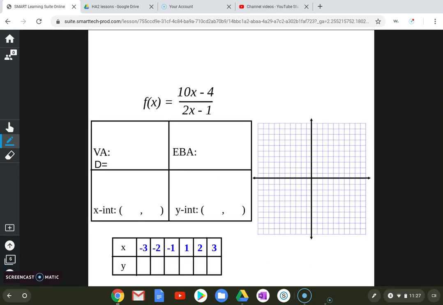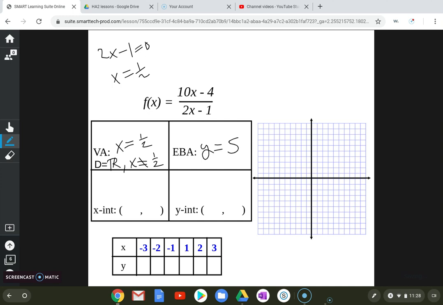So for this first one, for our vertical asymptote, set the denominator equal to 0, solve, and you get x equals a half. So our vertical asymptote would be x equals 1/2. Your domain is all reals except your vertical asymptote. So it's all reals where x does not equal 1/2, which you can write in interval notation if you wish. The end behavior asymptote we have not learned how to do yet. For now, I'm just going to tell you that it's at y equals 5, and that's all I'm going to do.